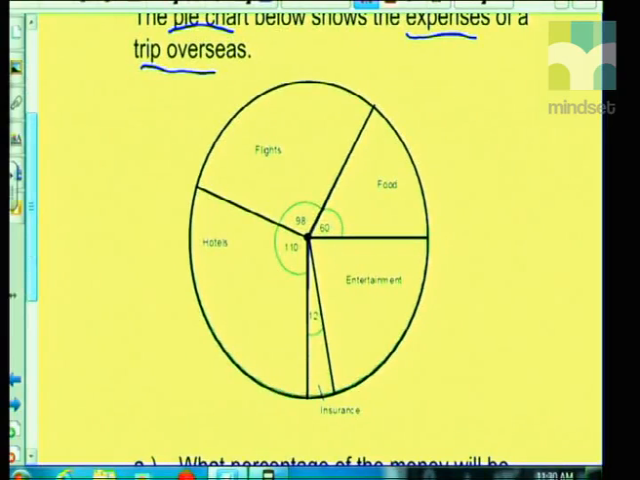draw a pie chart. Now, what's interesting is that they've indicated over here the angle of the segment. They've indicated and they've allocated to hotels, they've allocated to flights, they've allocated to food, to entertainment, and to insurance. So that's quite a nice little summary of a business plan or a holiday plan.